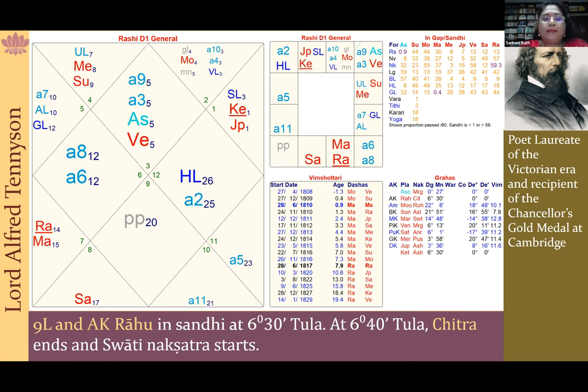Okay. Now, we're going to start with one of my favorite poets, Lord Alfred Tennyson. He was the first Baron of Tennyson as well. I grew up at a time when we studied English, we really had to study all the romantic poets of England, from Keats and Shelley and Byron and Tennyson. And many of Tennyson's poems were my favorite, like The Lady of Shalott. So I thought that I would do Tennyson's chart.